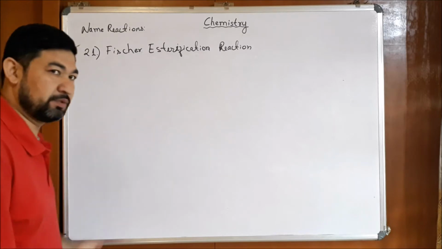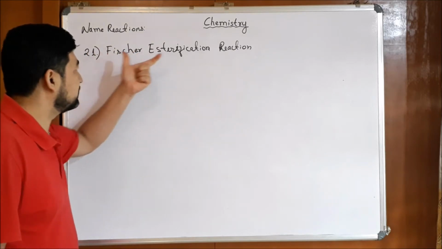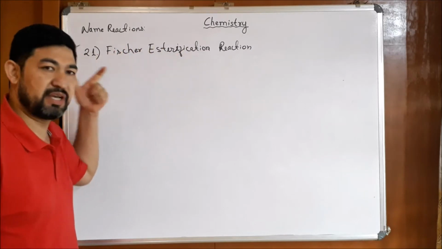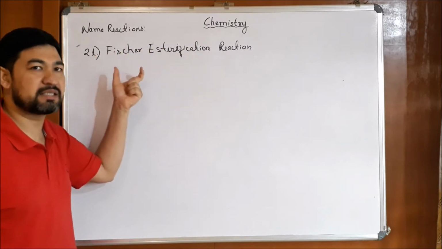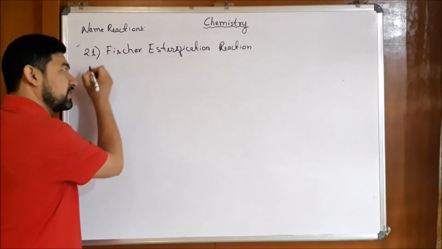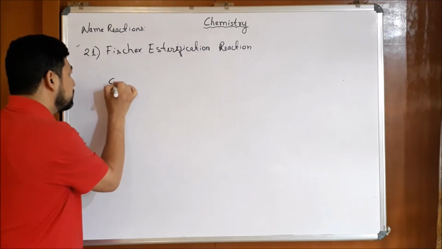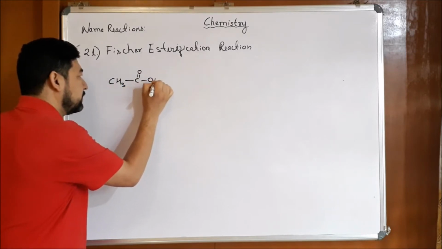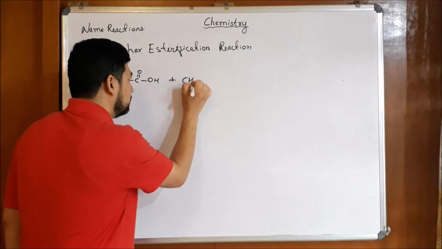Dear students, today we learn about the Fischer esterification reaction. In this reaction, an ester is formed from the reaction between a carboxylic acid and an alcohol. This is known as the Fischer esterification reaction. We'll take one carboxylic acid and one alcohol.